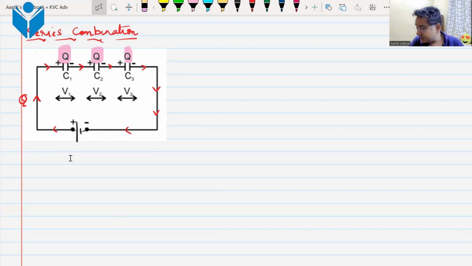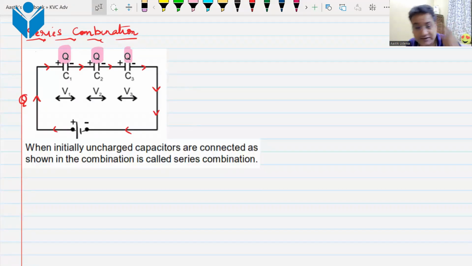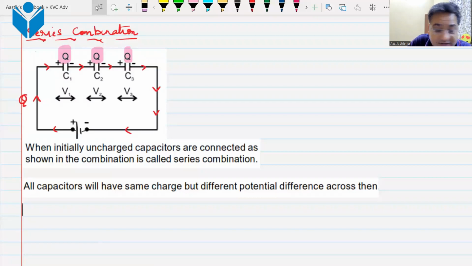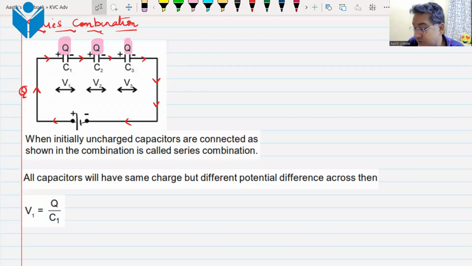Remember, the capacitors initially uncharged are connected as shown in the figure such that the same charge flows through all the capacitors and they get the same charge, then the combination is known as the series combination. Do we understand this? Yes, sir. The potential difference across each capacitor, the only formula that we had done is Q is equal to CV, so V1 will be equal to Q by C1 and so on. Do we understand this? Yes, sir.